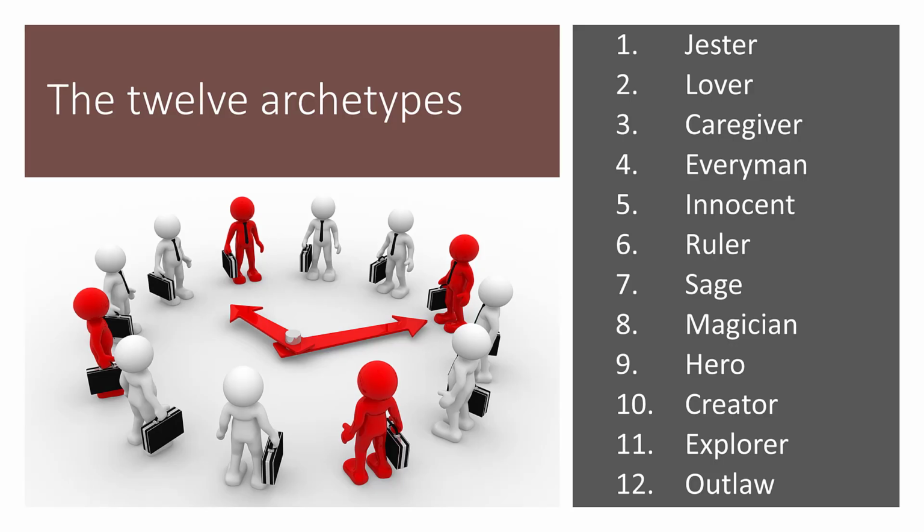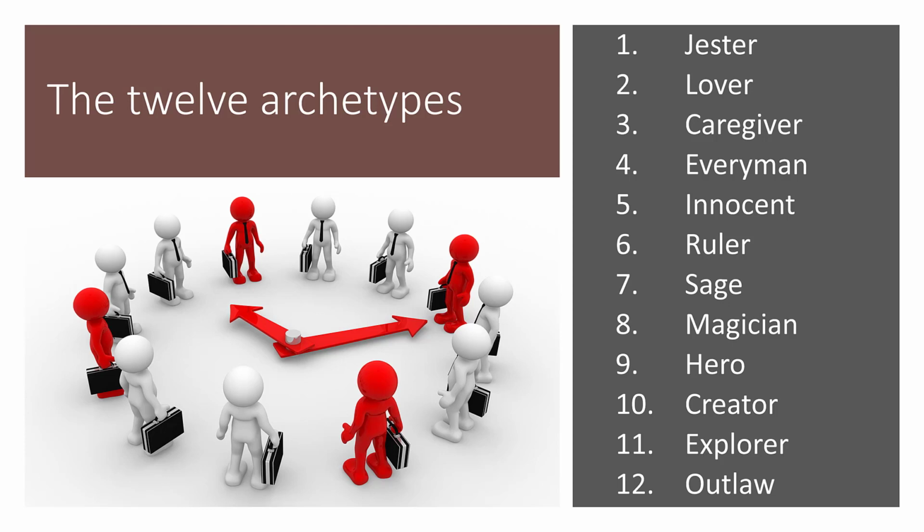The 12 archetypes. The 12 archetypes are 1. Jester, 2. Lover, 3. Caregiver, 4. Everyman, 5. Innocent, 6. Ruler, 7. Sage, 8. Magician, 9. Hero, 10. Creator, 11. Explorer, and 12. Outlaw. Each character is common in storytelling.